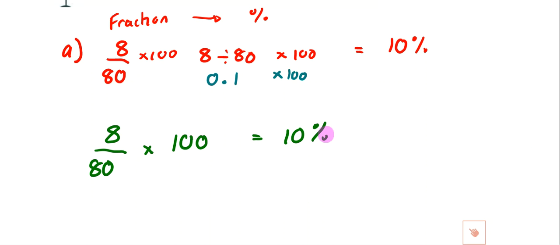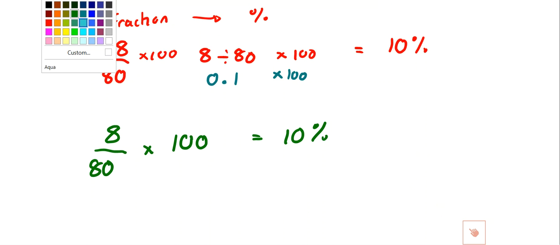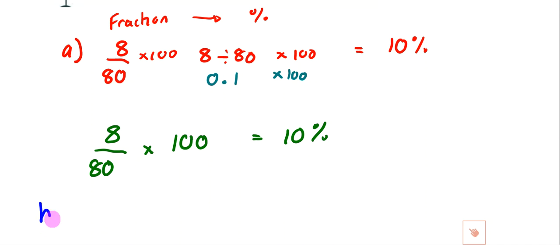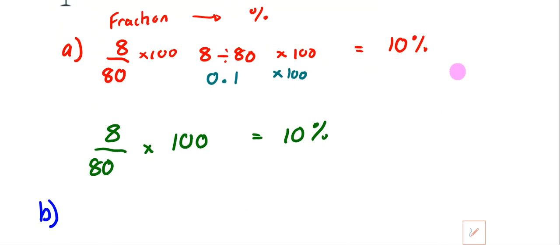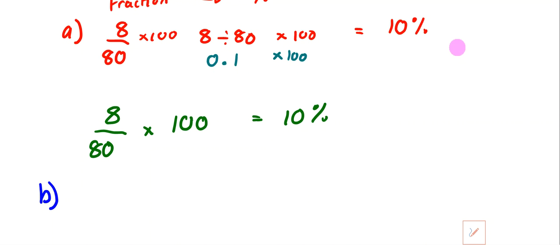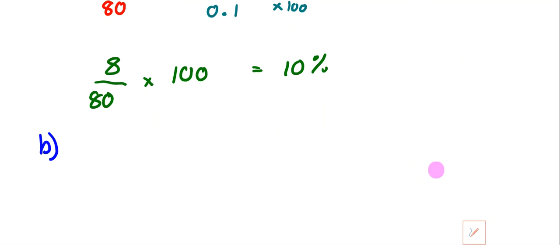All right. Now, there's a reason why I want to do that, because if we now look at question B, we can use the same structure. What is 30% of 25? So, how do I answer that question?